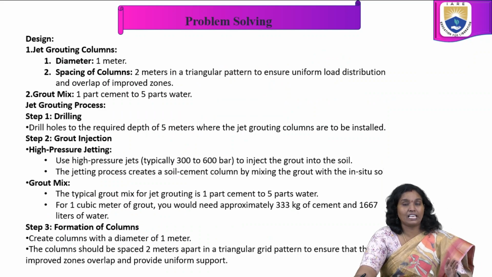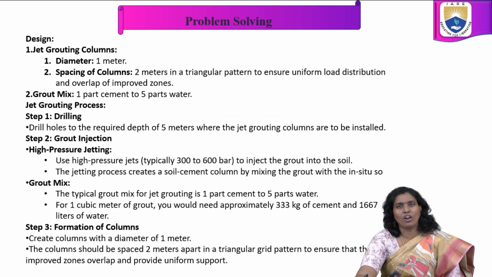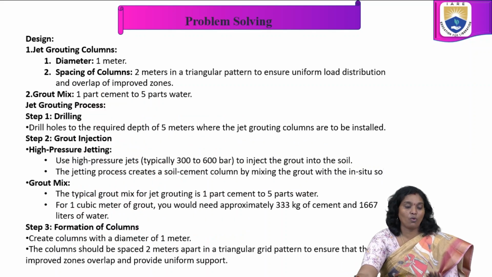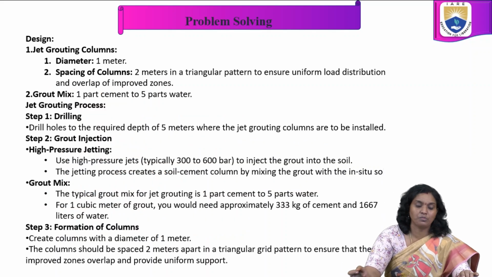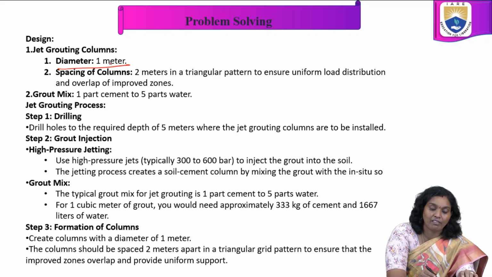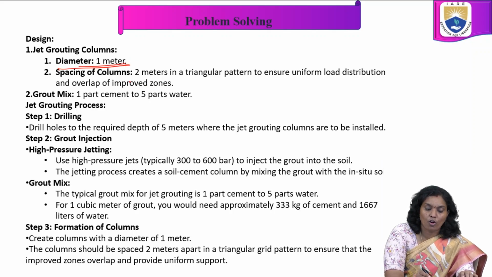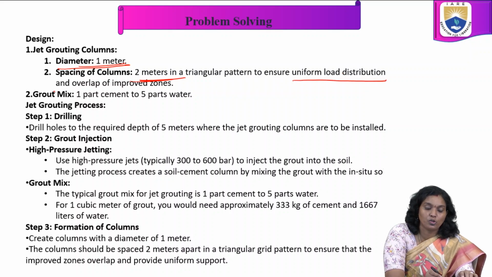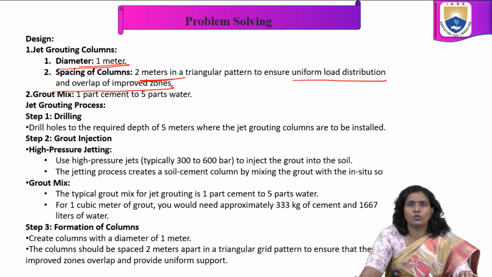Now, what are the design procedures which we are going to involve in this? First, jet grouting columns. After that, the jet grouting process we are going to start, that is drilling, grout injection, formation of columns. After that, we will do the calculations. Now, in this design, jet grouting columns, determine diameter 1 meter, spacing of columns 2 meters in triangular pattern to ensure uniform load distribution and overlap of improved zones.